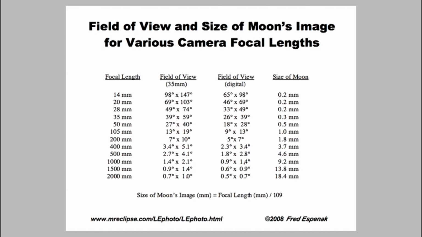But looking at this, you can see that the size of the moon that you would get varies with focal length. So you'd have a 0.2 millimeter moon on your image, all the way up to 2000 millimeters, where the size of the moon on your sensor would be 18.4 millimeters. Now that's a range of 90 times difference in the size of the moon, dependent upon the size of your focal length.